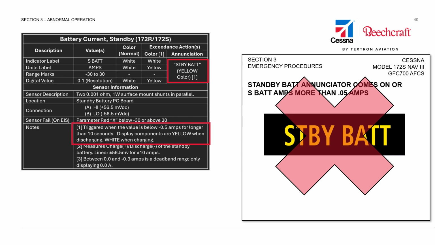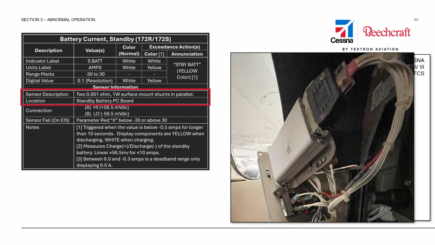Looking at our specifications for the CAS message, we see that we need to be showing a half of an amp discharge for longer than 10 seconds before this message appears. We are calculating the amperage by measuring the voltage drop across two parallel resistors on the standby battery PCB. This unit is found on the forward side of the pilot's outboard switch panel inside this little enclosure. We can do the math here and find that our half amp discharge is indicated by a quarter of a millivolt drop in the indicating circuit.